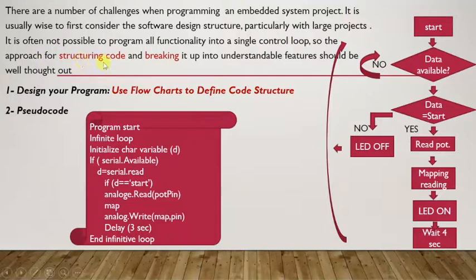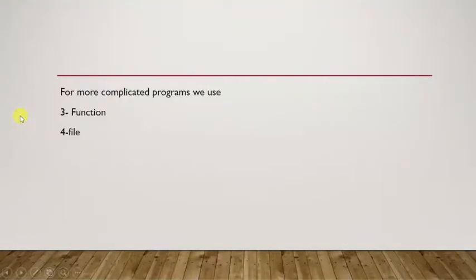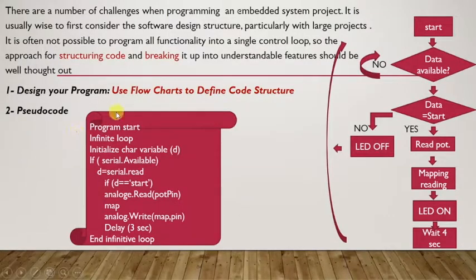So the approach of structuring code and breaking it into understandable features is very important. You can do that by designing your program using a flowchart, maybe by using pseudo code, or maybe by using functions or files. Here I will explain our assignment. In our assignment, I simply asked you to write a program to check if the user enters start on the serial monitor, it should turn the LED on. This is your assignment.